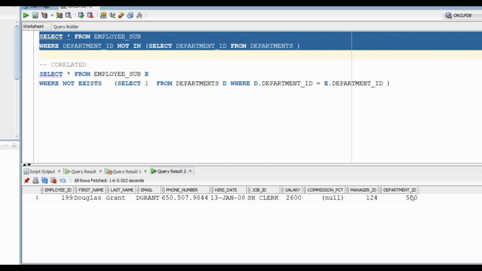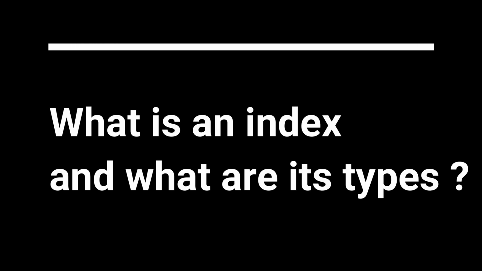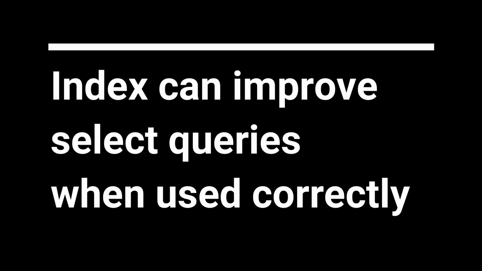What is an index and what are its types? An index is a database object that helps in improving the select query performance when used correctly.